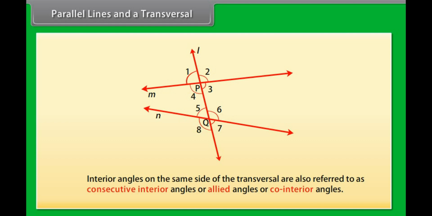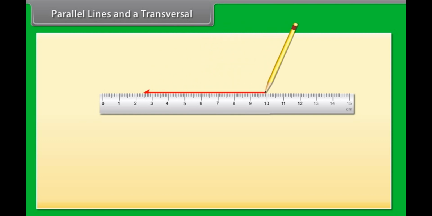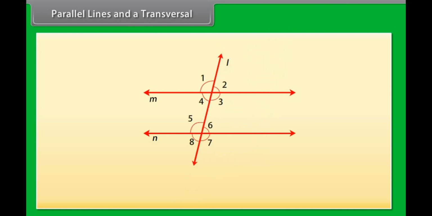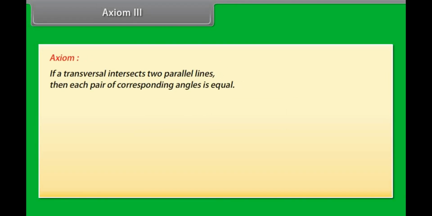Now let us find out the relation between the angles in these pairs when line M is parallel to line N. So, with ruler and pencil, draw two parallel lines along any two of these lines and a transversal to intersect them. Now if we measure any pair of corresponding angles, we find that angle 1 is equal to angle 5, angle 2 is equal to angle 6, angle 4 is equal to angle 8, and angle 3 is equal to angle 7. For this, we get one more axiom, which is, if a transversal intersects two parallel lines, then each pair of corresponding angles is equal. Axiom. If a transversal intersects two parallel lines, then each pair of corresponding angles is equal.